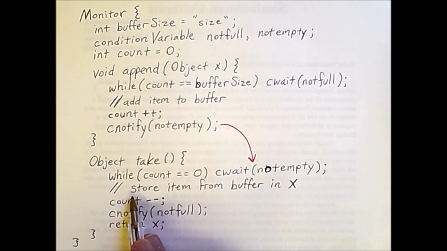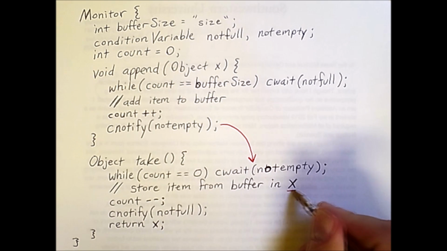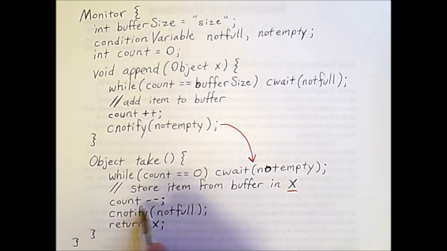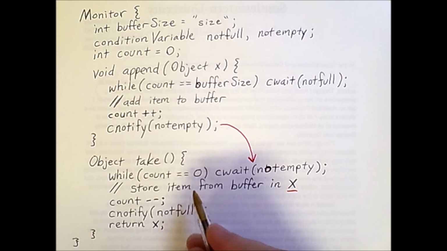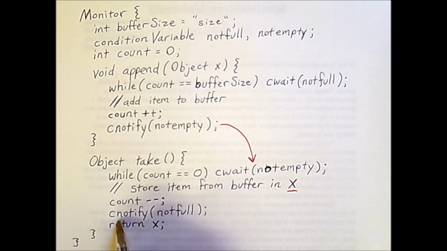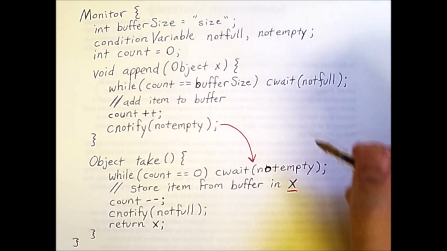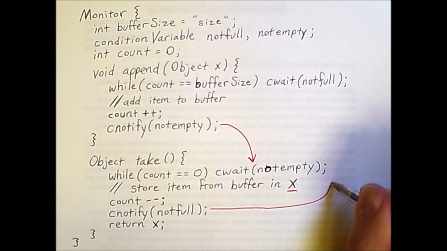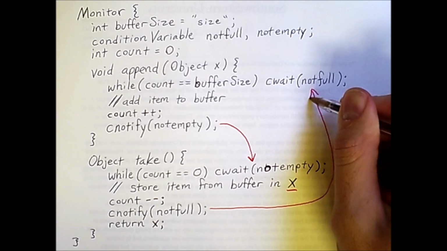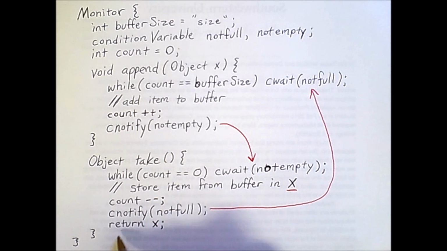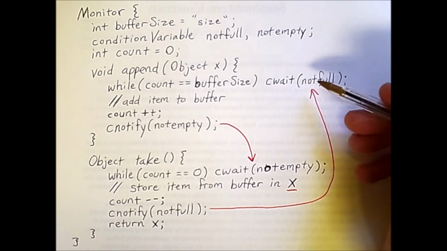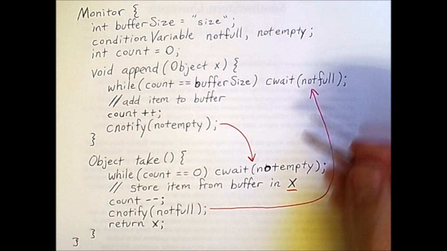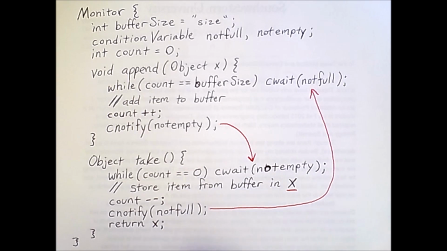I've left it out, but essentially we're going to take the next item from the buffer, we're going to store it in a variable called x. We're going to decrement the count because there is now one fewer item in the buffer, which means there's space to add more things. We will notify other threads of this fact, so we do cNotify on not full, which can be caught here. So if the buffer had reached a point where it was full, then this cNotify not full would allow any blocked threads here to go forward. And then we return x.